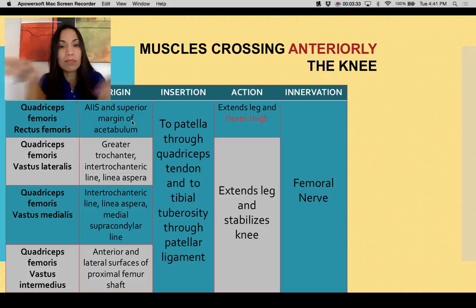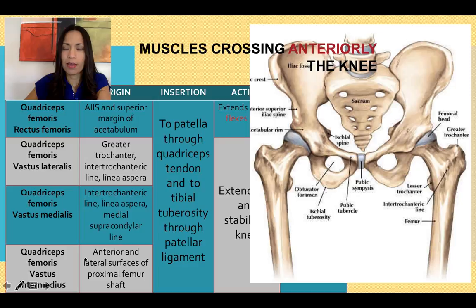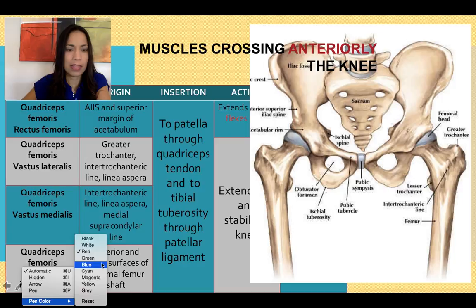All of them, the four heads, are innervated by the femoral nerve. So, kind of a busy nerve, right? Innervates a lot of things. So, let's see this image, if they let me. Okay, that image, to show you the different origins of the quadriceps muscle.